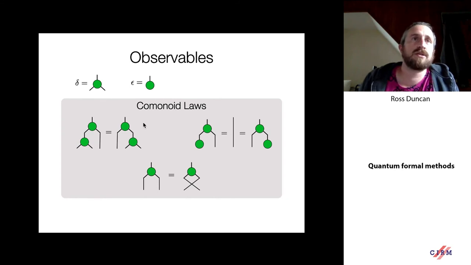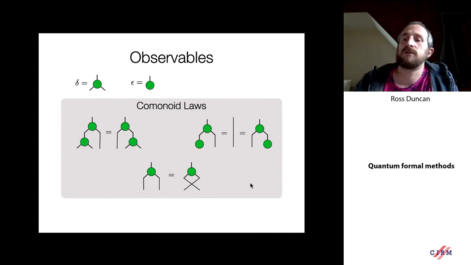So this looks like co-associativity. Remember, we read from top to bottom. If we have something coming in and we copy it and then we erase one of the copies, that should be just the same as doing nothing. And it doesn't matter which of the two copies we erased. And lastly, if I make two identical copies of something and I swap them over, it's the same as if I've done nothing. So in summary, if I take all these equations together, that defines a co-commutative co-monoid.